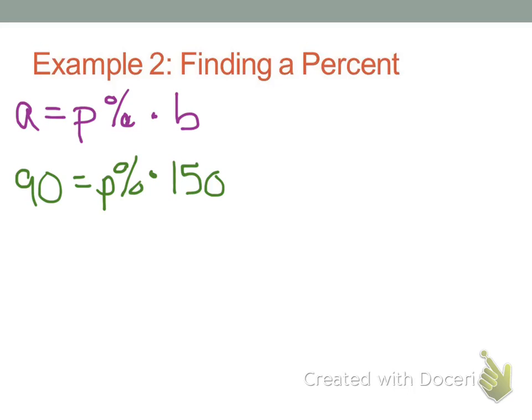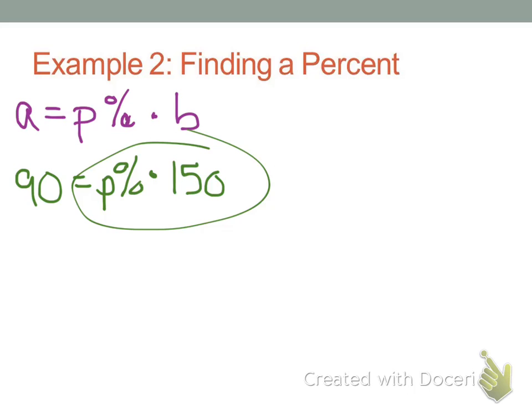Now let me ask you this. I have a variable multiplied by a number. Is there an easier way that I could write that to make it easier to solve? A variable times a number? How else could I write that? Don't let the percentage sign throw you off. If I said x times 5, how else could you write x times 5? You could write it 5x, right?